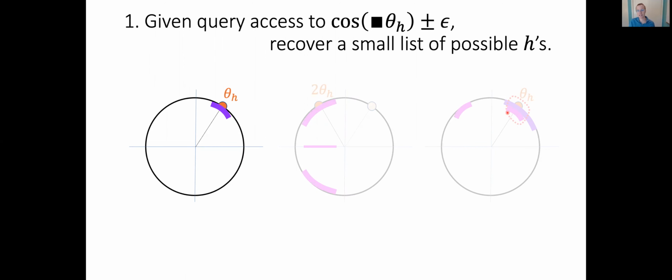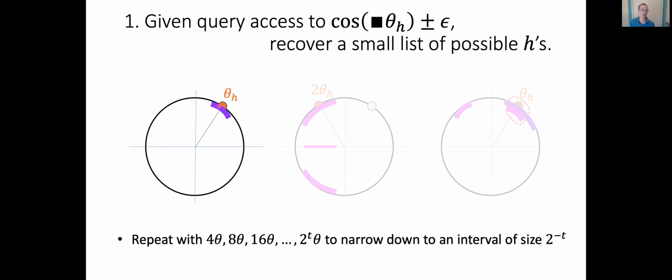And so basically the idea is, I'll go back here and say, all right, now I've narrowed it down. And then I'm going to repeat for 4 theta, 8 theta, 16 theta, 2 to the t theta, and so on. So if you're familiar with sparse Fourier, the sparse FFT, this is very similar to the one-sparse solver used there. There are a few hiccups that show up.